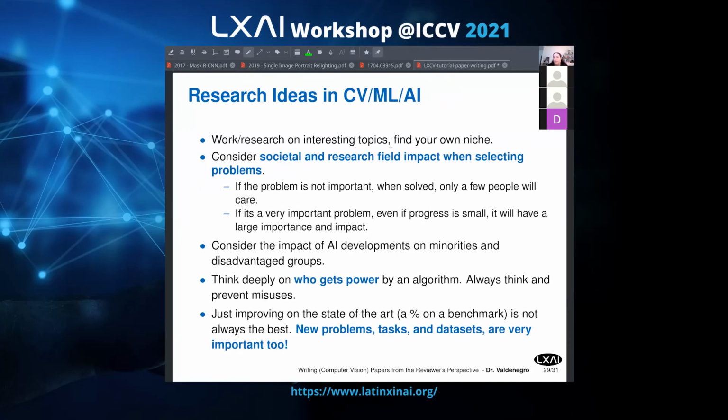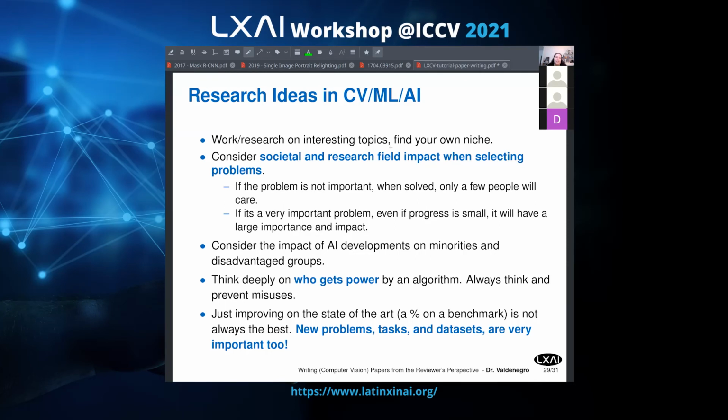So, one final slide about research ideas in computer vision, machine learning, and artificial intelligence. Because part of writing papers is, of course, selecting the idea. You can write the best paper in terms of writing, but if the idea is not interesting, then it's very unlikely that people will accept it. So you should definitely work on interesting topics and try to find your own niche. And you should definitely consider the societal and research field impact of your problem when you select problems.